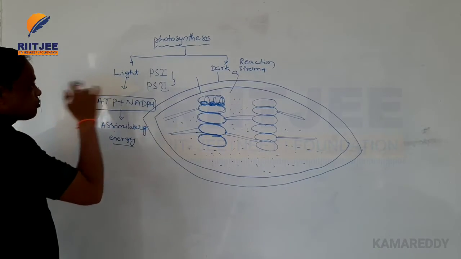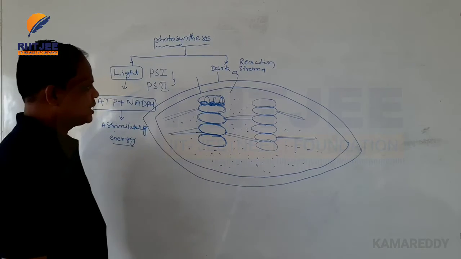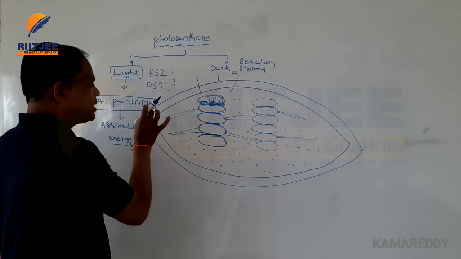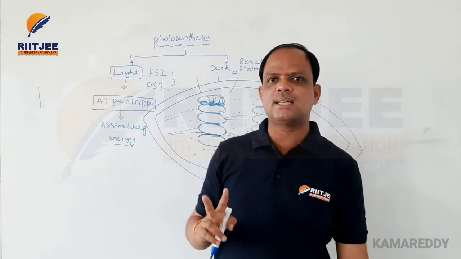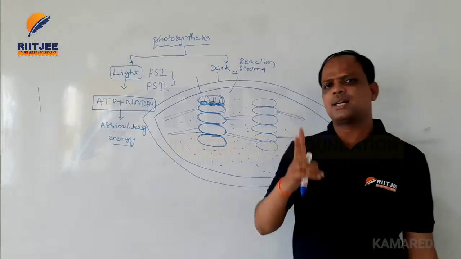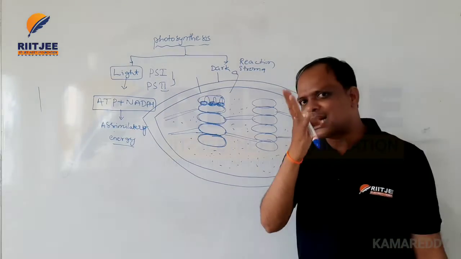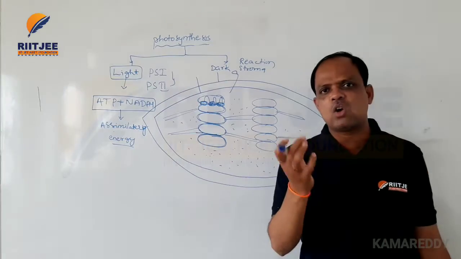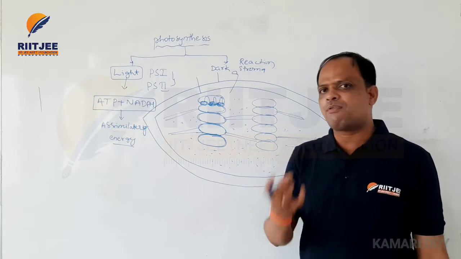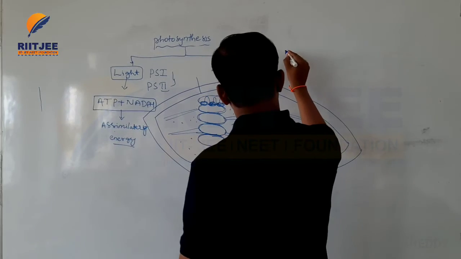Okay, right. Light reaction. In the light reactions, there are two types of reaction centers: reaction center 1 and reaction center 2. PS1 is 700 nanometer. The reaction center is made up of a number of pigments present in it.